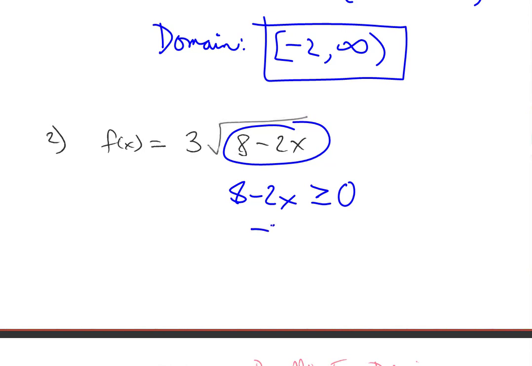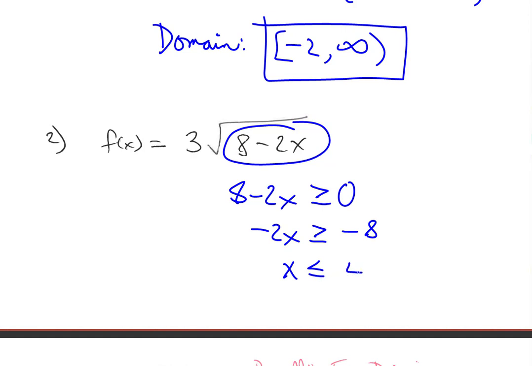This will give us -2x is greater than or equal to -8 if I subtract 8 from both sides. Of course, to get x alone, I'll have to divide by -2. That means I have x, but if I'm dividing by a negative, remember we have to flip the inequality symbol. So that would mean x is less than or equal to +4.